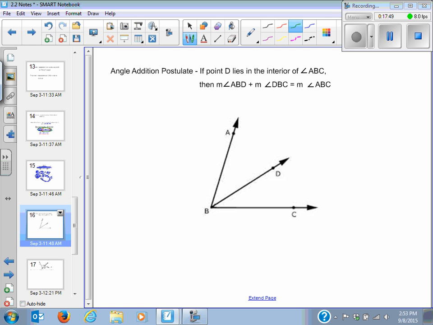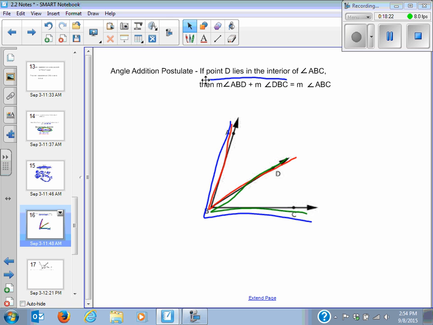All right, I added the angle addition postulate. It says if point D lies in the interior of an angle, so if we have point D in between this bigger angle right here, we know that if I take this smaller angle right here and I add this angle right here, I will get the entire large angle. And that's all the angle addition postulate is saying.